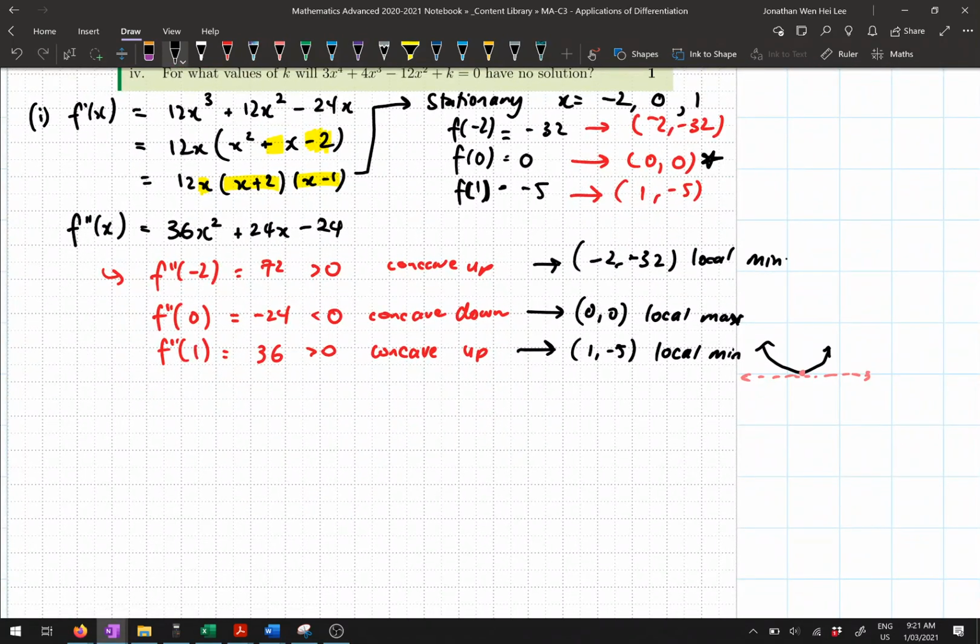Okay, that's part I. Part double I. We need to sketch our graph. Now, so here notice it says sketch the graph of y is equal to f of x, showing the stationary points. Showing the stationary points.